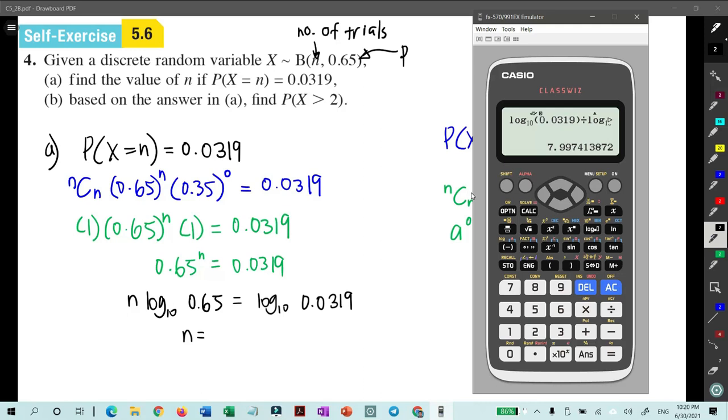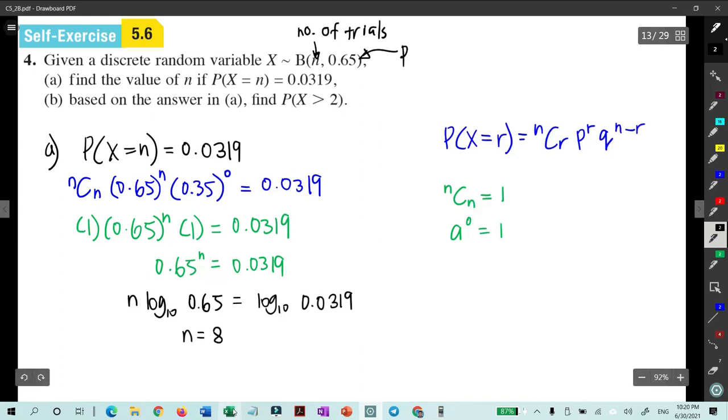I hope you always remember this number of trials. Whatever number, when it says number, it must be a positive integer, or it can be 0. So in this case, you cannot give the answer as 7.997. It must be a positive integer. So what we do, we round off this value. It's actually very close to 8. So the value of n is equal to 8. Okay guys, so that's for section A.